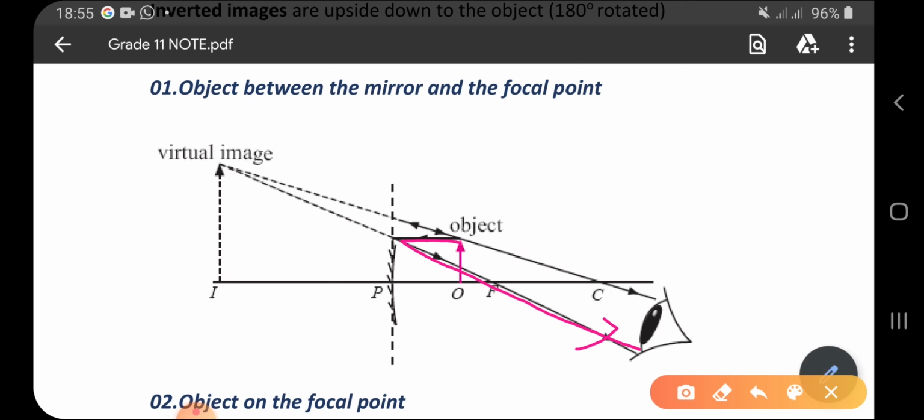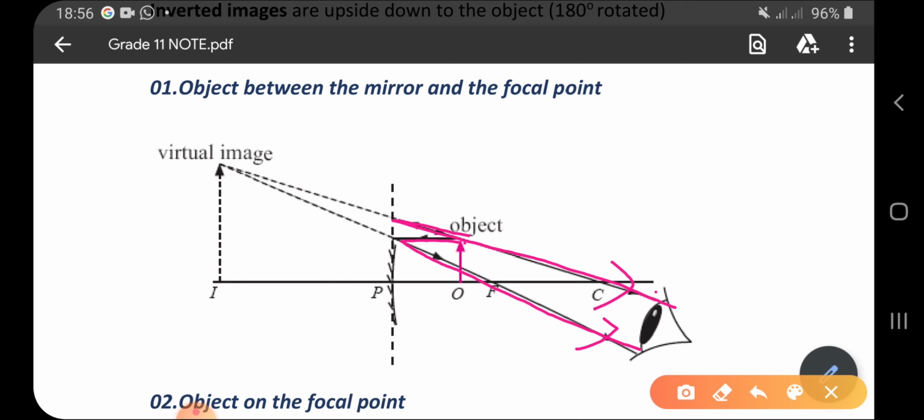So this shows that the light ray which comes from the arrow, the light ray which comes from the object, reflects back through the same path from the center of the curvature and moves to the eye. Here, when the object is kept in between the mirror and the focal point, what happens?